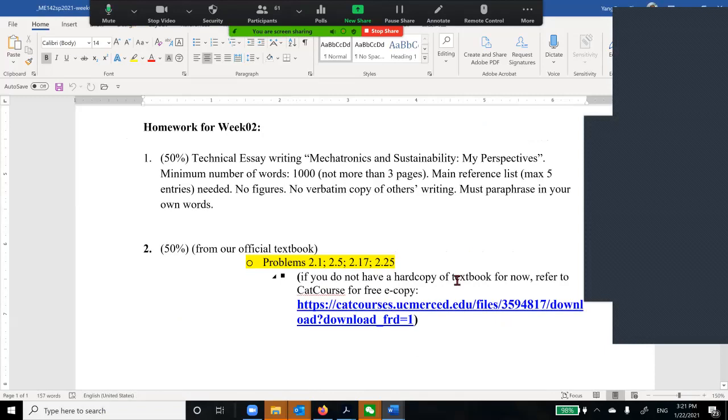So basically, I'm going to ask you to write about mechatronics and sustainability, your perspectives. It's not half a page, but not more than three pages. So force yourself to read more and write something, expand the discussion about this. Those other problems are specific, checking your prerequisites, checking your preparedness. So these are just for you to wake up. Warm up, let's say that way, better. Warm up, okay?